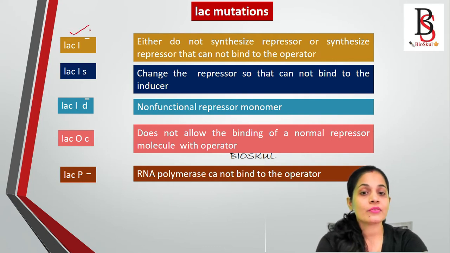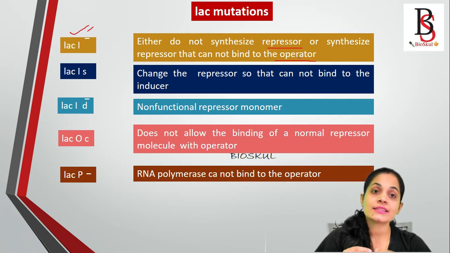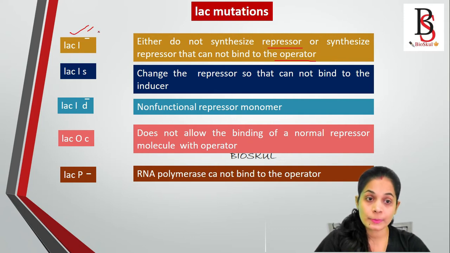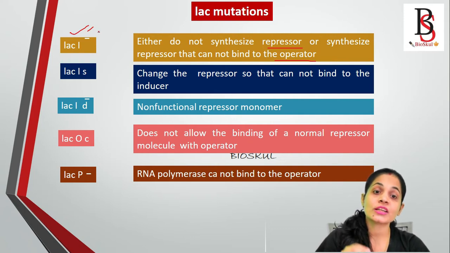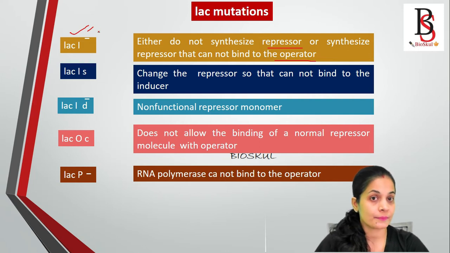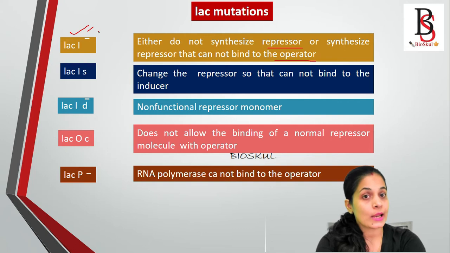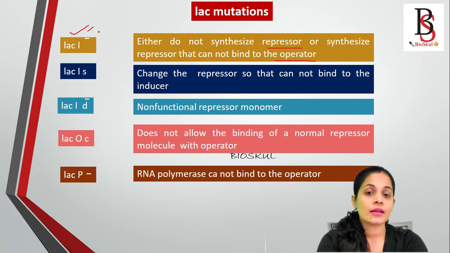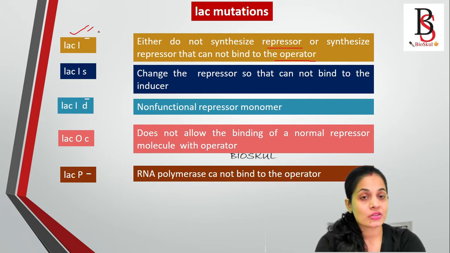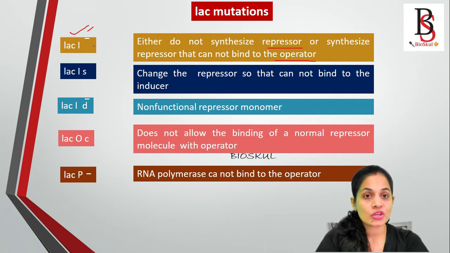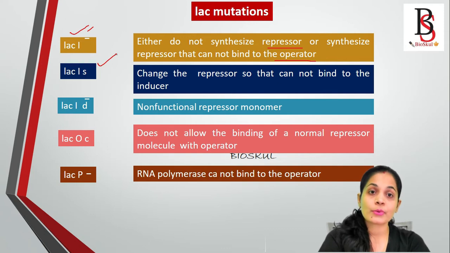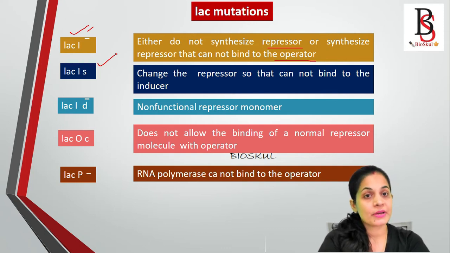The second one is Lac I S, that is the Lac super repressor. The Lac super repressor results in a change in the conformation of the repressor so that the repressor cannot bind to the inducer. The inducer for Lac Operon is allolactose. Then Lac I D minus, that is the dominant negative Lac mutation. In this condition, it will produce non-functional repressor monomers.